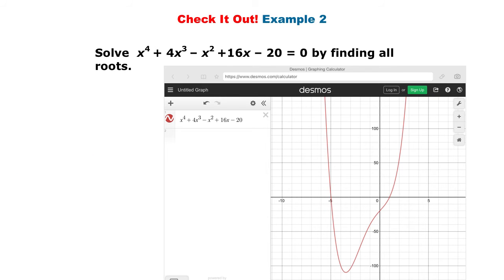When I graph this one, definitely pinch and zoom your graph so that it looks like this one, so you get that full shape of what the polynomial looks like. But we see a root at -5 and a root at 1.